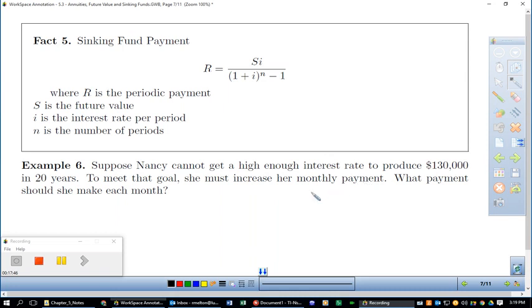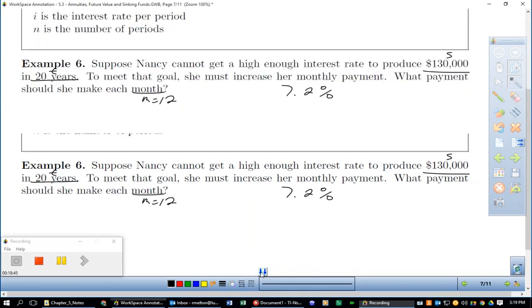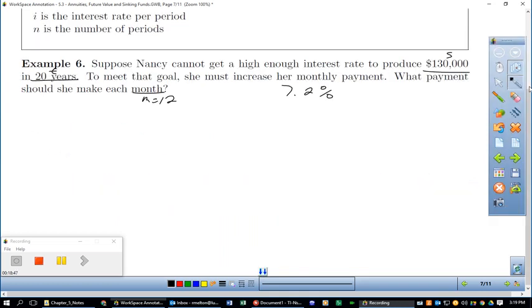So what we need to do first is get some information from that previous example. It's 7.2%, and that's from 5A. I think that's all we're going to need from there. All right, so we've got a monthly payment, so M equals 12. We want to produce 130,000, so that's S, in 20 years, that's T. Okay, we don't know the payment though. So we will use this formula right here.